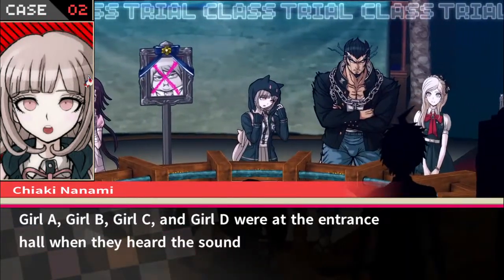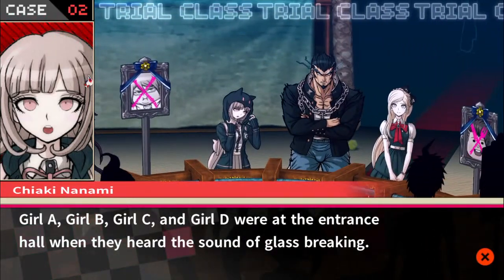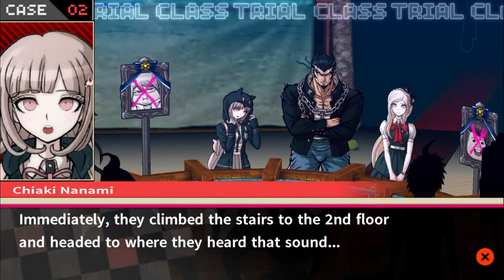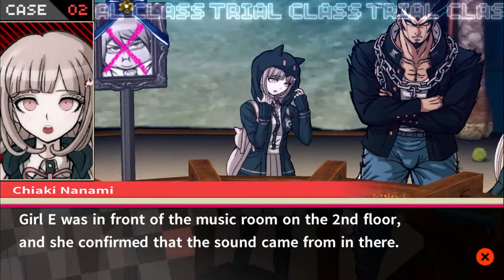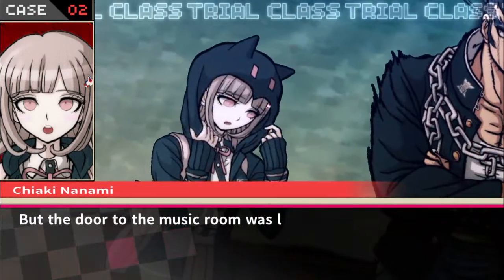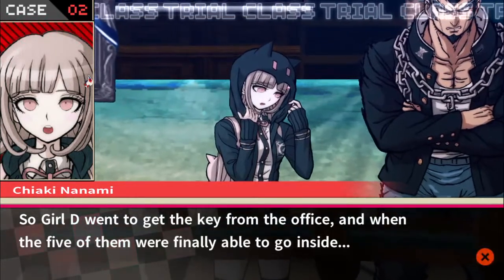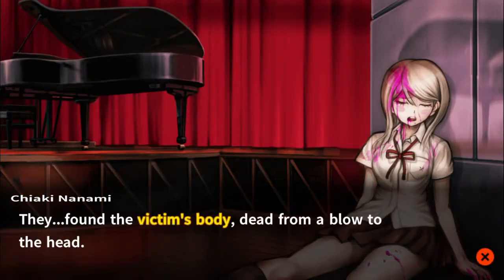Girl A, Girl B, Girl C, and Girl D were at the entrance hall when they heard the sound of glass breaking. Immediately, they climbed the stairs to the second floor and headed to where they heard that sound. Girl E was in front of the music room on the second floor, and she confirmed that the sound came from in there. But the door to the music room was locked. So Girl D went to get the key from the office, and when the 5 of them were finally able to go inside, they found the victim's body, dead from a blow to the head.